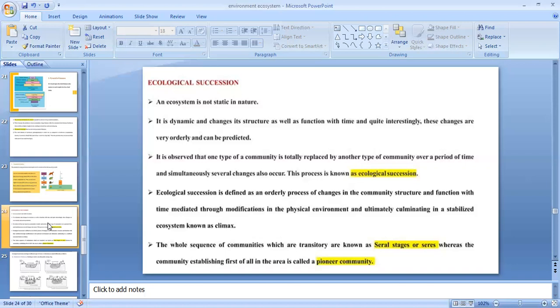Fourth, ecological succession is defined as an orderly process of changes in the community structure and functions with time, mediated through modifications in the physical environment and ultimately culminating in a stabilized ecosystem known as climax. The whole sequence of transitory communities is known as serial stages or sere, whereas the community establishing first of all in the area is called the pioneer community.